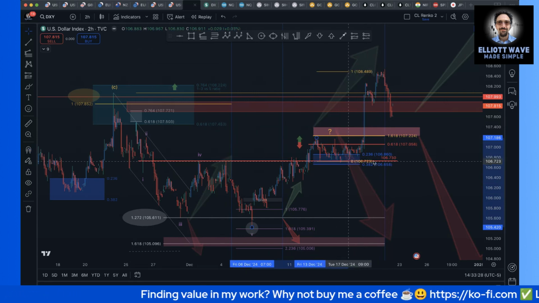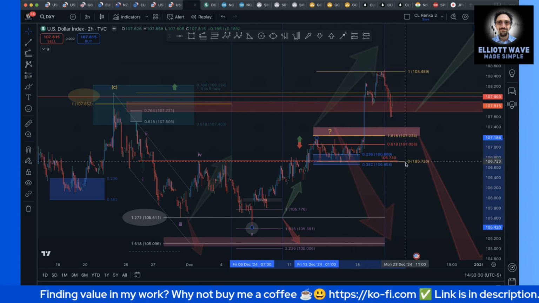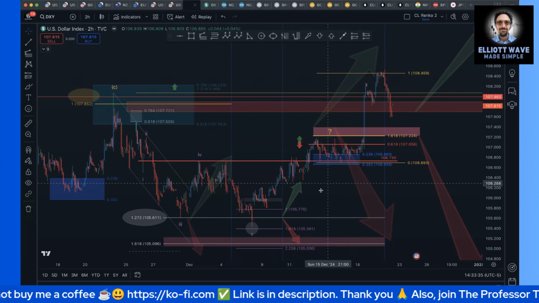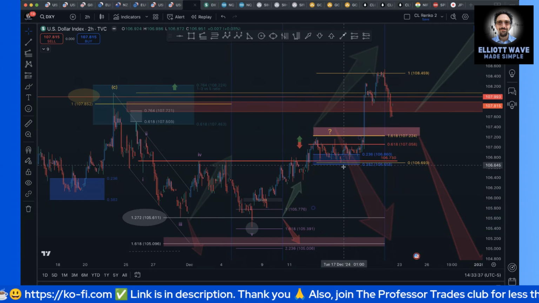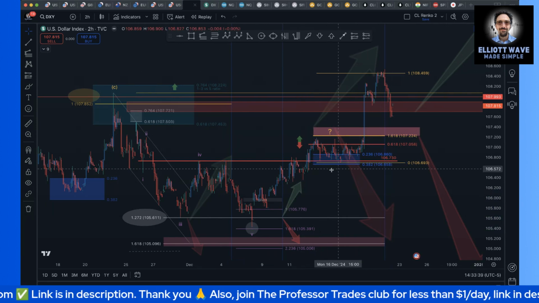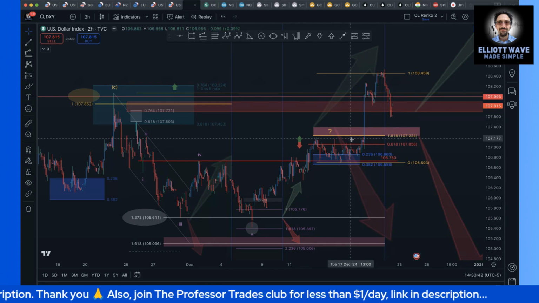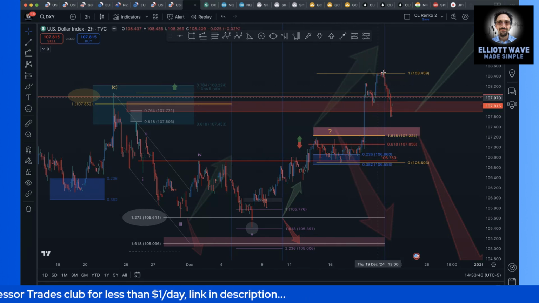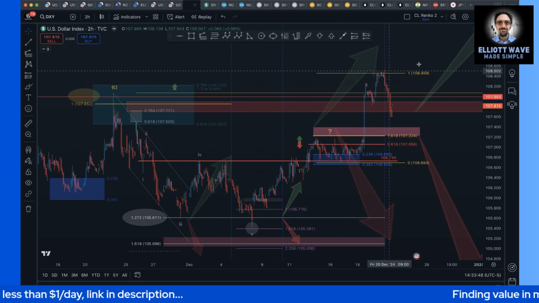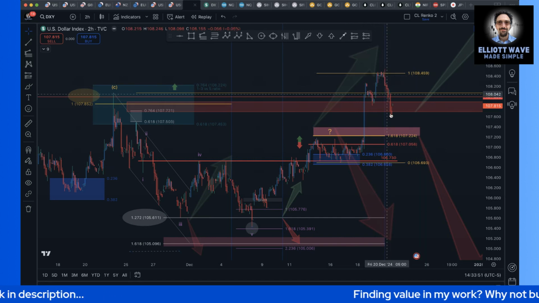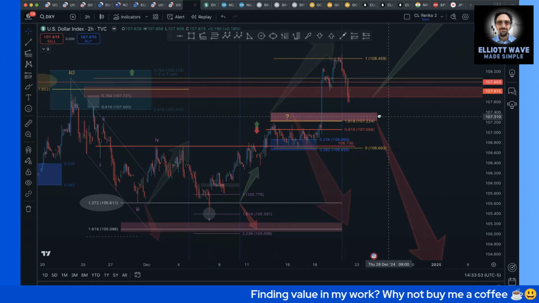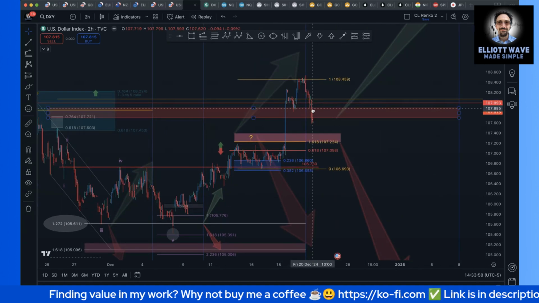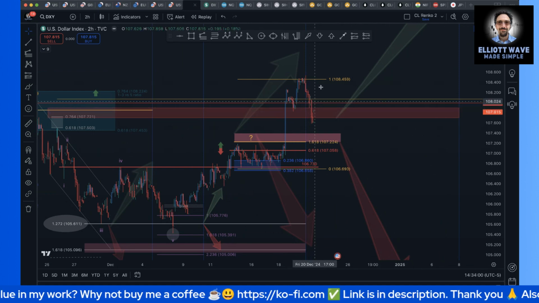And if it is 106,698, let me just move this over. 106,695. All right. So what you would have here is A, B, C. And after the B bottom, you have 1, 2, 3, 4, 5, right to the 100 fib, and look at the reaction. Now, I had said previously, this is the area I was looking to hold if this was going to keep going higher.